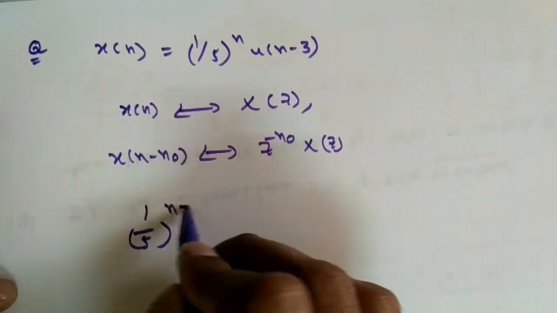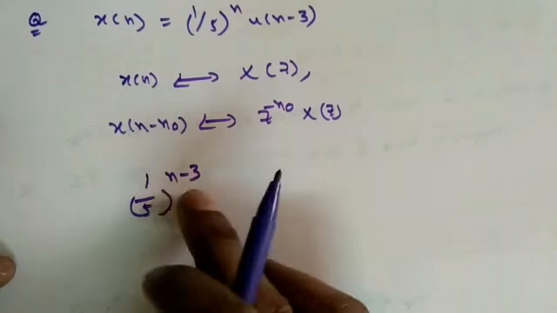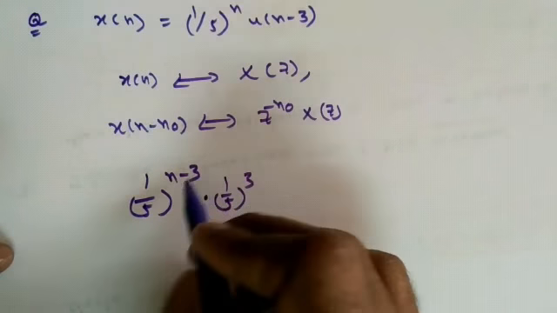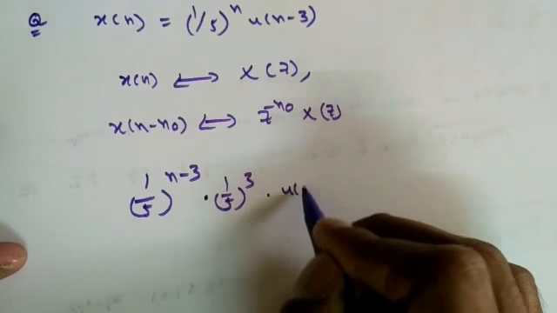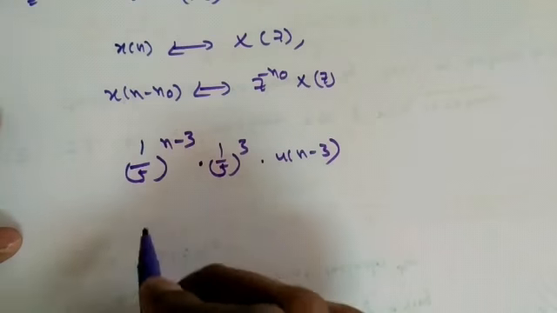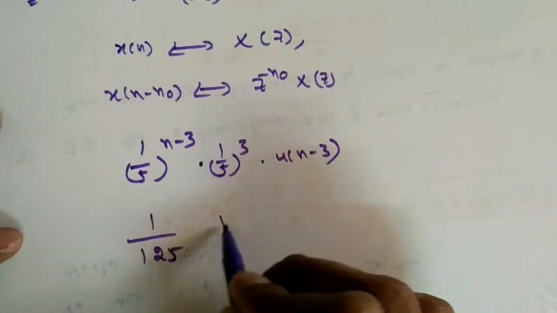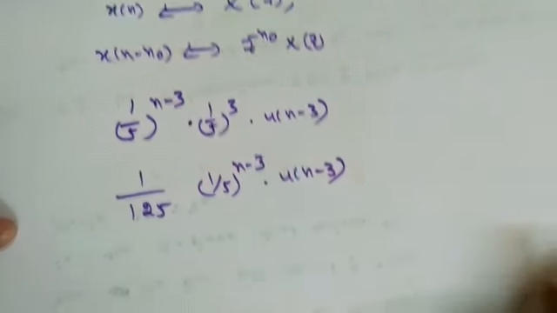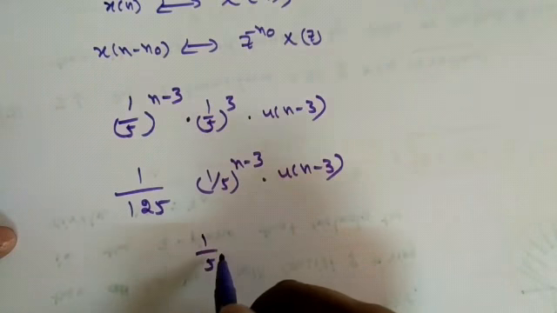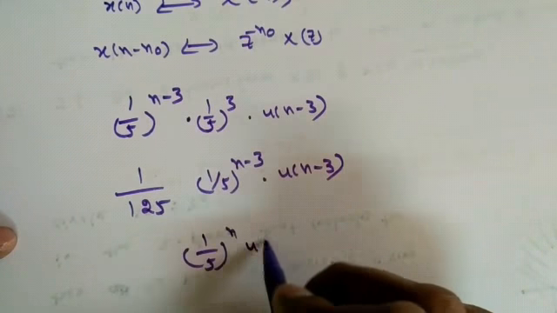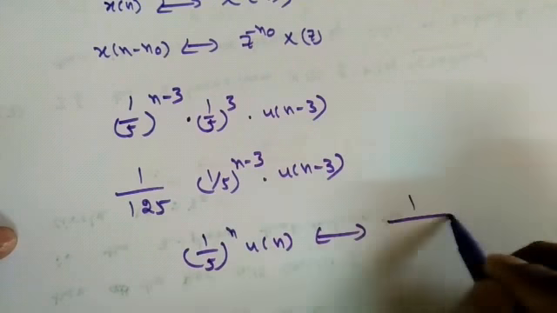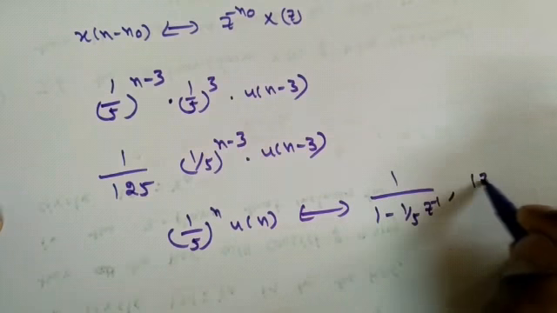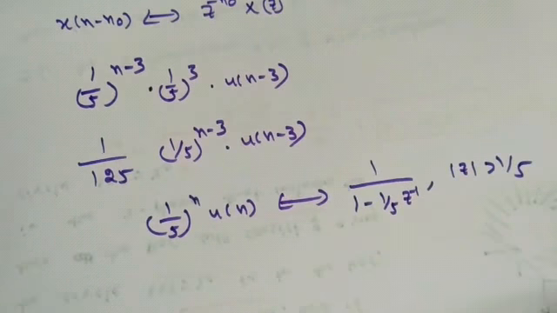This is x power n minus n naught, so n minus 3. What do we need to do? We need to multiply an extra 1 by power cube to make this cancelable, into u of n minus 3. Now see, this will become 1 by 125 into 1 by 5 power n minus 3 into u of n minus 3. Now we'll proceed further. So 1 by 5 power n u of n, what is the Z transform? We know that 1 by 1 minus a, that is 1 by 5 z inverse, and mod z is greater than 1 by 5.